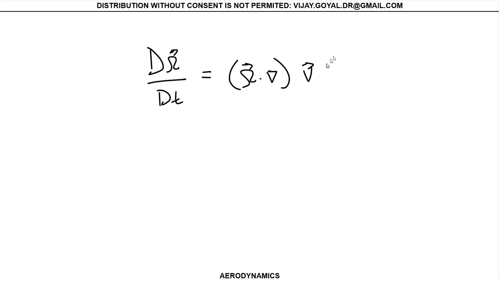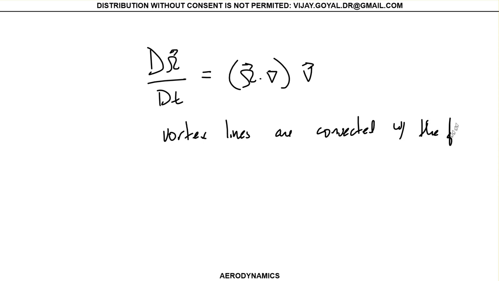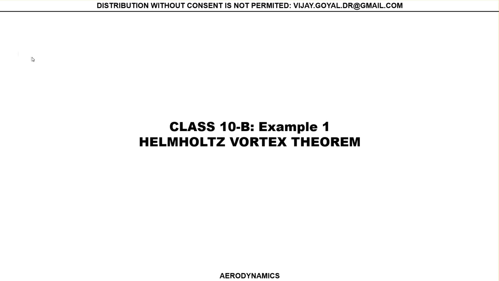So since my left-hand side is equal to my right-hand side, then because these are the same, I can say the vortex lines are convected with the fluid. Okay. So this basically concludes example number 1 for Helmholtz vortex theorem.